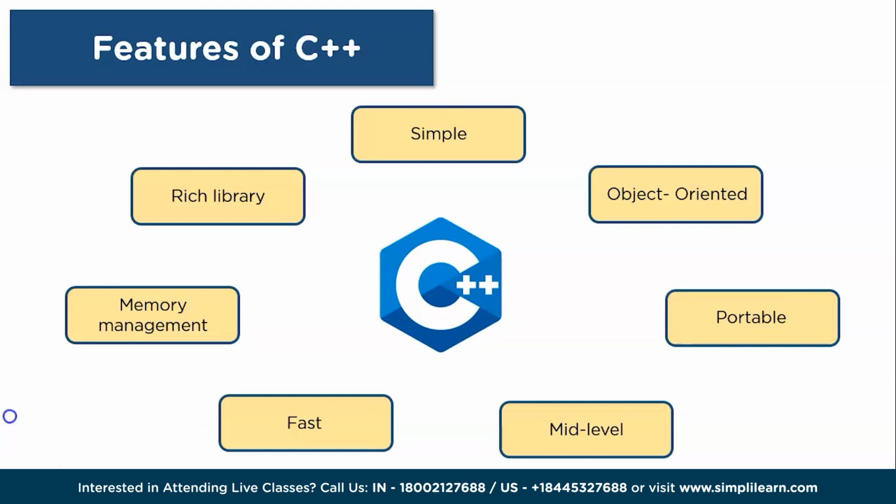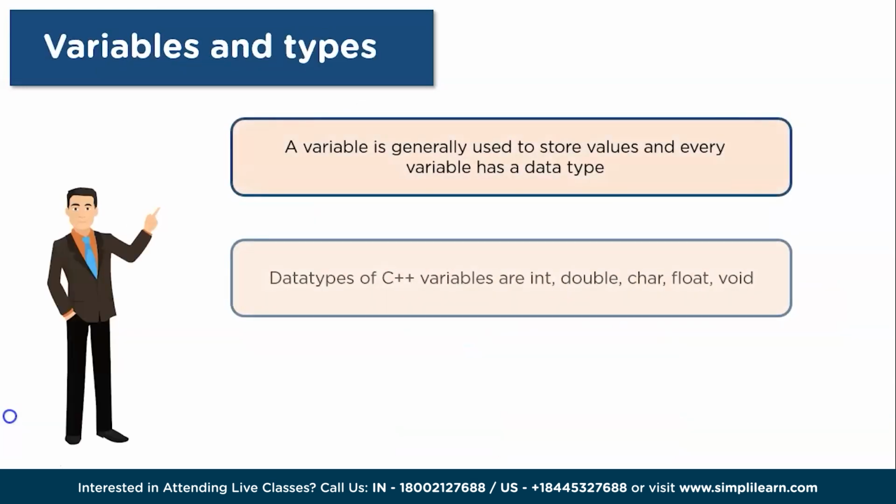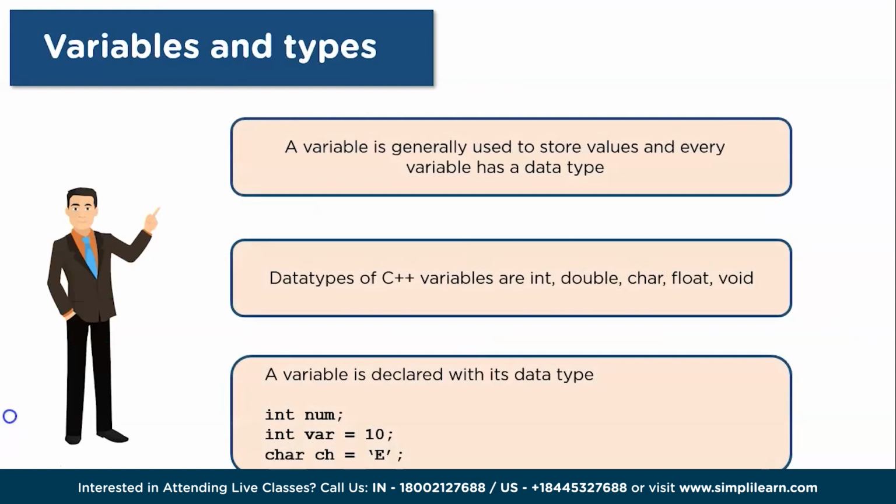Now let's learn about variables and types. A variable in C++ is used to store values, and every variable has a data type. Some of the basic data types include integer, double, character, float, and next is void. So let's start. Integer. This data type is used when we want to store numeric values like 2, 4, 5, 8, 20, 30, etc. Second is double or double floating point.